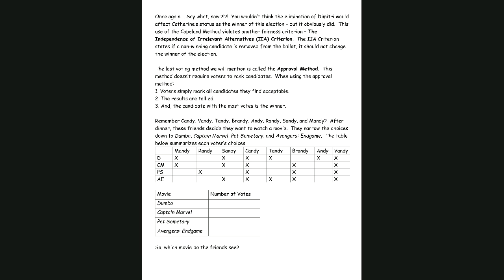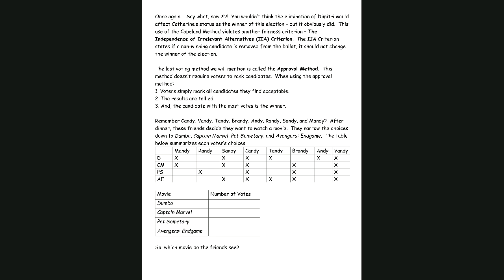All right. So I don't know if you remember the 8 friends who were going to dinner in Lexington from the first lecture on voting. Candy, Mandy, Tandy, Brandy, Andy, Randy, Sandy, and Mandy. They all met in Lexington, and then after dinner, they decided that they wanted to see a movie. They narrowed the choices down to Dumbo, Captain Marvel, Pet Sematary, and Avengers Endgame. And the table below summarizes each voter's choice.